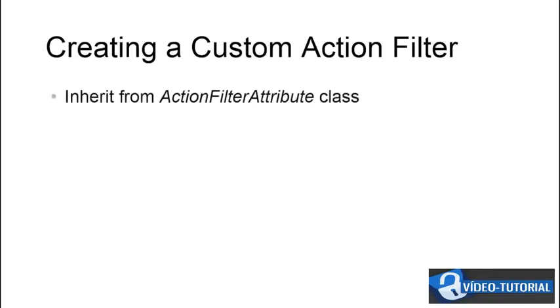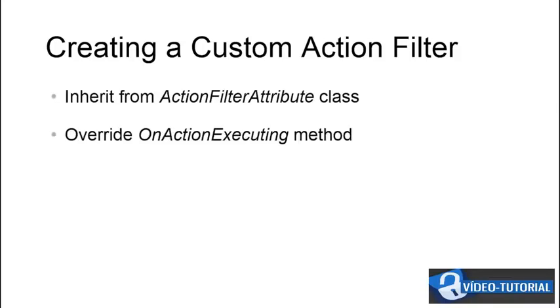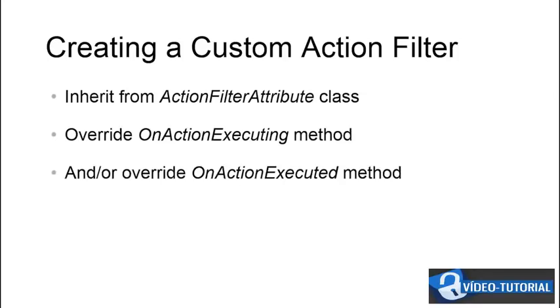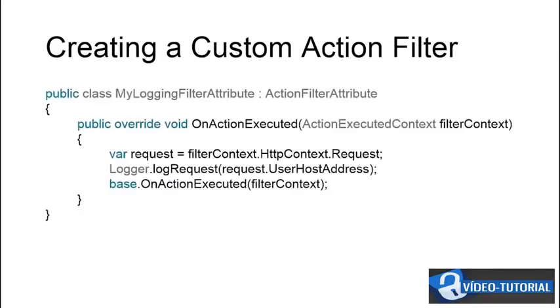Create a class that inherits from the action filter attribute class. Then, override the OnActionExecuting method for code that should run just before the action, or the OnActionExecuted method for code that should run just after the action. And here's what it would look like. Let's say I wanted to create a filter that would log all successful requests for an action that it's applied to. I would override OnActionExecuted to have it run after the action finishes executing.